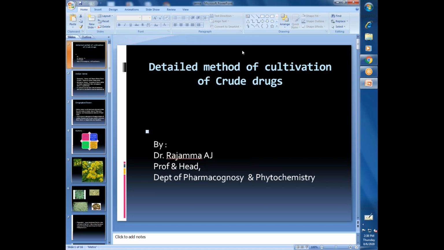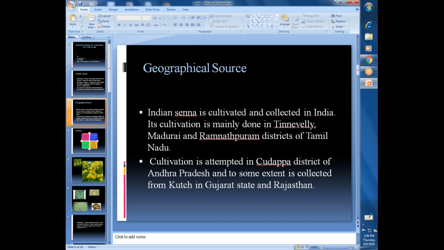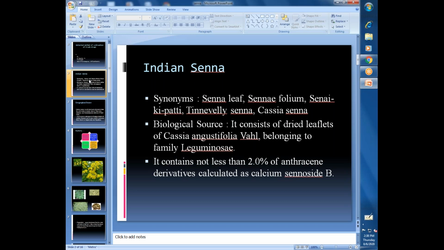Today we are learning about the cultivation and collection of Senna. The other name for Senna is Indian Senna. The synonyms of Indian Senna are Senna leaf, Senna folium, Sennaipati, Tinnevelly Senna, Acacia Senna. In the following slides, you will come to know why it is called Tinnevelly Senna. Since it is grown in India, in Tamil Nadu, in a place named Tinnevelly, it is named after that place, Tinnevelly Senna.